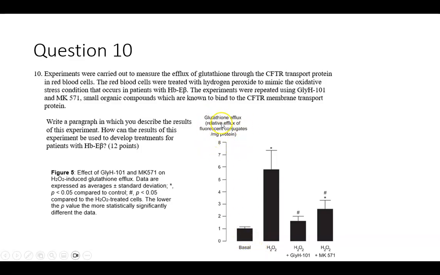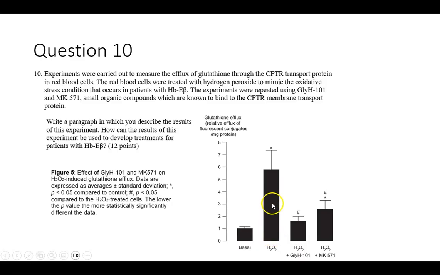On the y-axis, this is a measurement of glutathione efflux. So this is just a velocity. It's the relative efflux of fluorescent conjugates per milligram of protein. Notice this is relative. So they would have measured that for just regular resting control cells. And since this is relative, whatever number that was, they just set it equal to 1. And then all of these are comparisons to that.